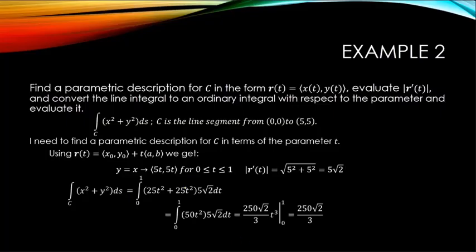This is a fairly straightforward integral to perform. I simply combine my like terms. I'm taking the integral from 0 to 1 of the quantity 50t squared times 5 times the square root of 2 dt. This gives me 250 times the square root of 2 over 3 t cubed evaluated from 0 to 1, which reduces to 250 times the square root of 2 divided by 3.